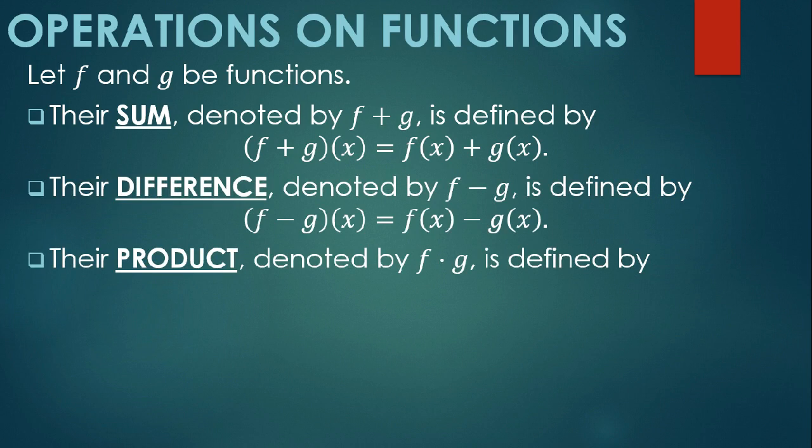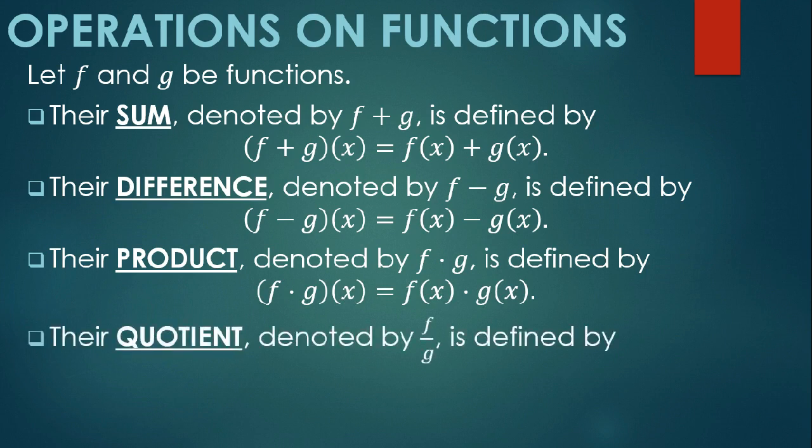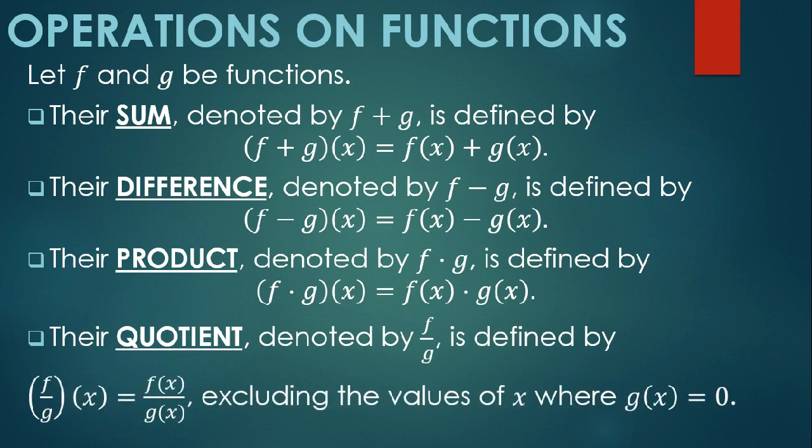Their product, denoted by f dot g, is defined by f dot g of x is equal to f of x times g of x. Their quotient, denoted by f all over g, is defined by f all over g of x is equal to f of x all over g of x, excluding of course the values of x where g of x is equal to 0.